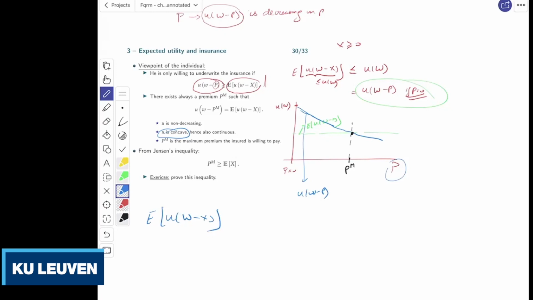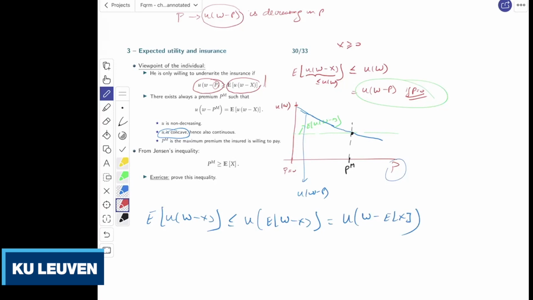If I apply Jensen's inequality, I assume that U is a concave function, meaning that my decision maker wants to get rid of the loss X. I have this inequality, and I can swap the expectation and the function U. So instead of taking the expectation of U of something, I take U of the expectation of something, the expectation of W minus X, which I can write as U of W minus the expectation of X.